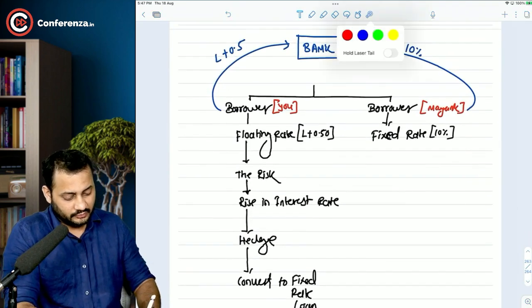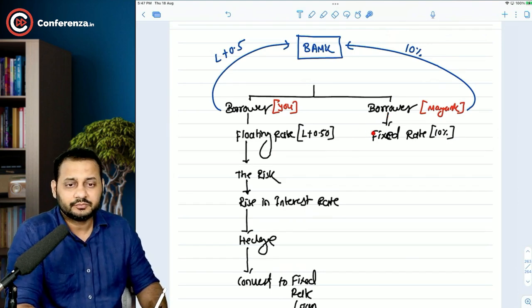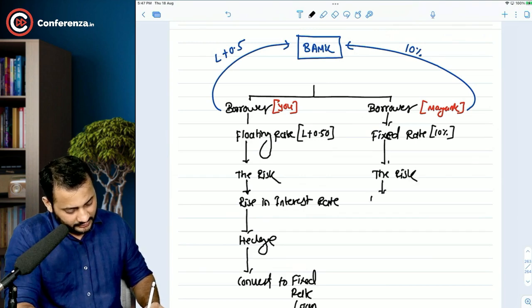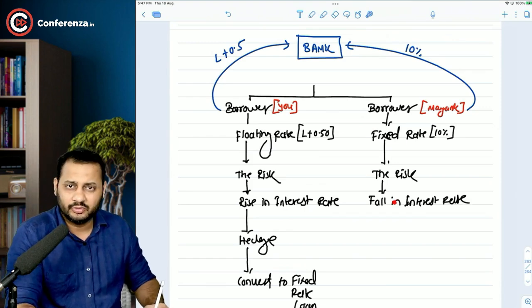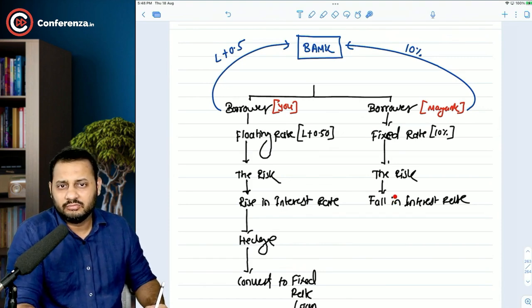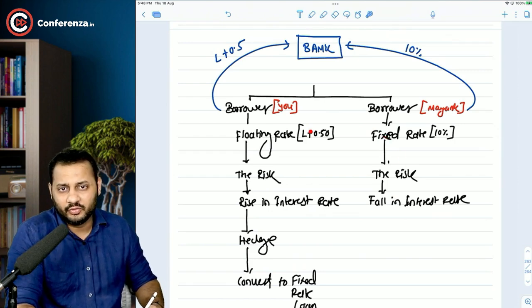Now let's talk from my angle. I am the borrower. I have taken a fixed rate loan. And my view for the future is that the rates are going to fall. The risk to me is falling interest rates. How come? Sir, I will tell you. Let's say, for example, next year the LIBOR goes down to 8%. So what will be the maximum payment that I would have made if I had borrowed at a floating rate?